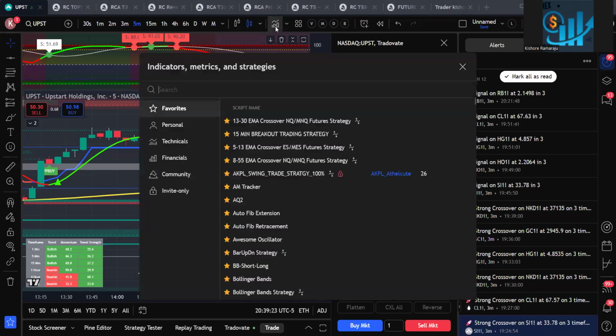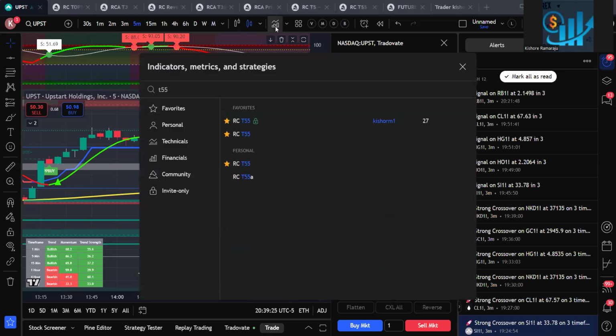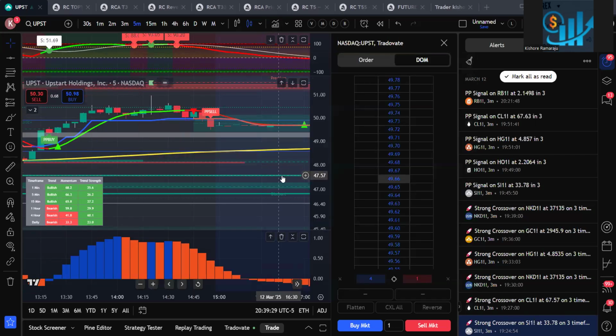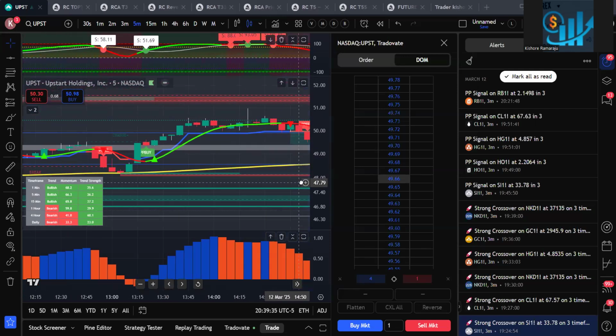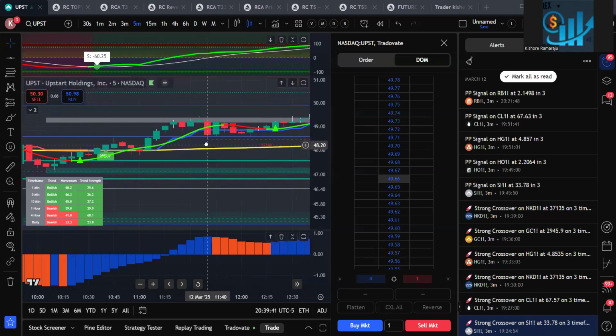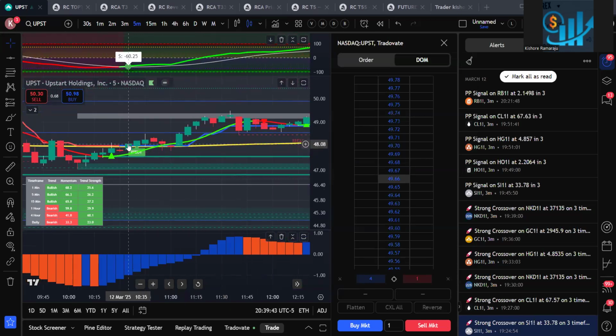So the T55 is basically the same thing. That is one more confluence, right? Whenever I got a buy, for example, in the morning I got a buy signal, right? I got a price pulse buy.